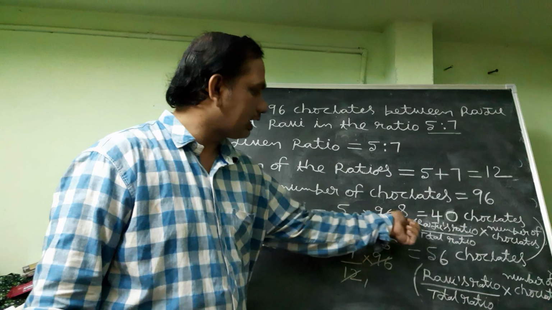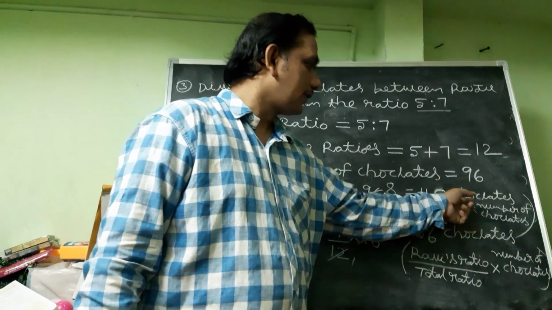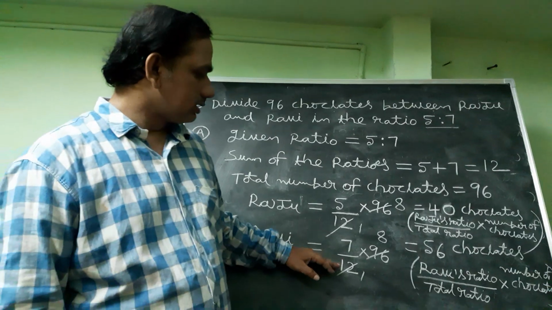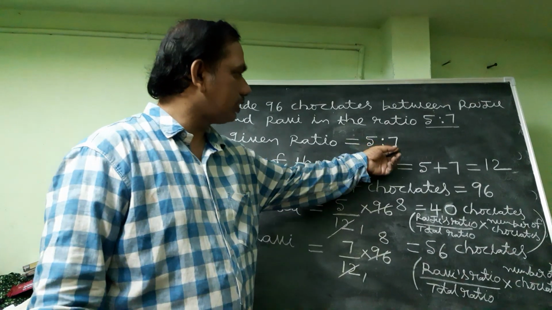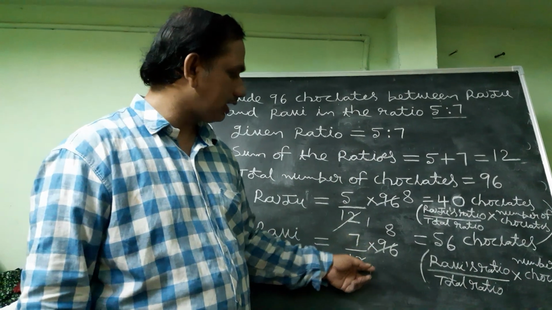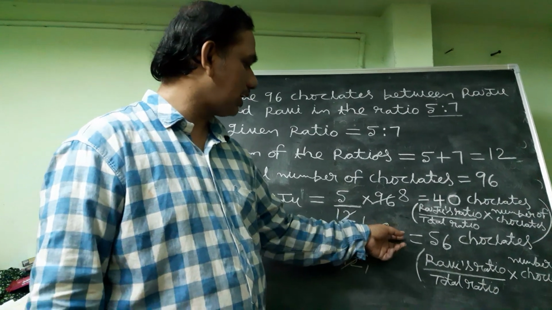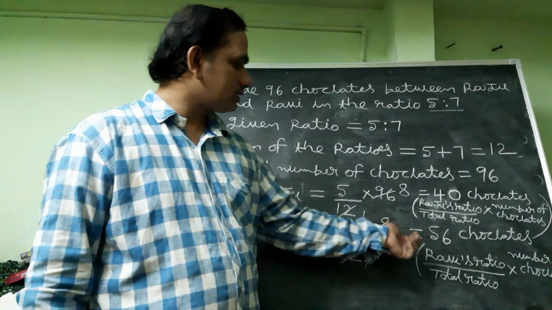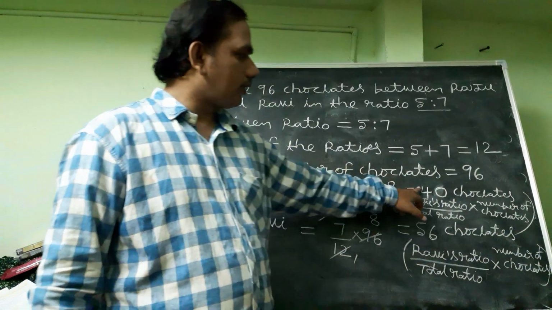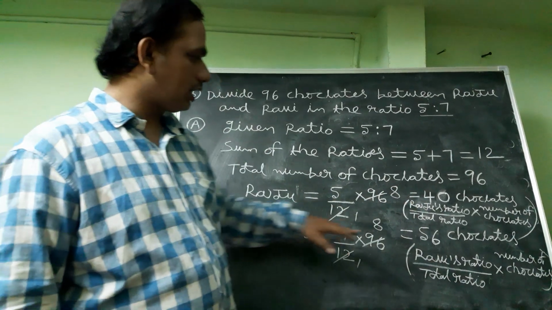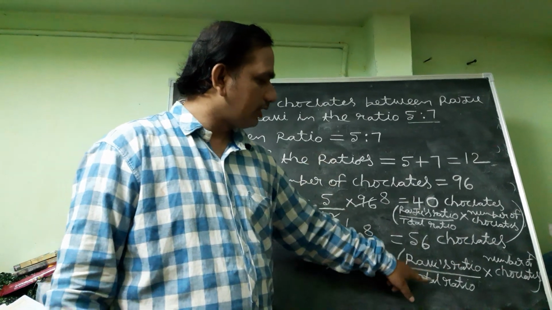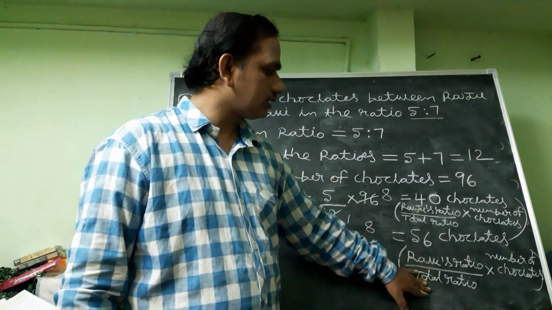5 times 8 equals 40. So how many chocolates? 40 chocolates. Ravi's ratio is 7. Total ratio is 12. 7 by 12 into 96. 12 eights are 96. 7 times 8 equals 56. So Raju equals 40 chocolates. Ravi equals 56 chocolates. Using the formula, you can solve any problem.